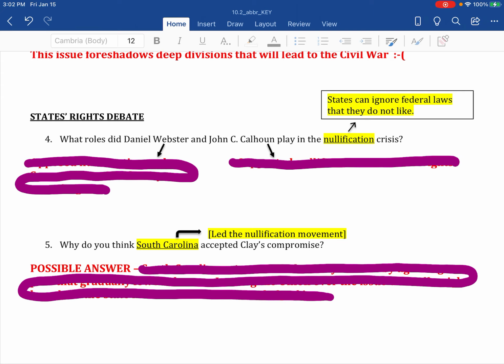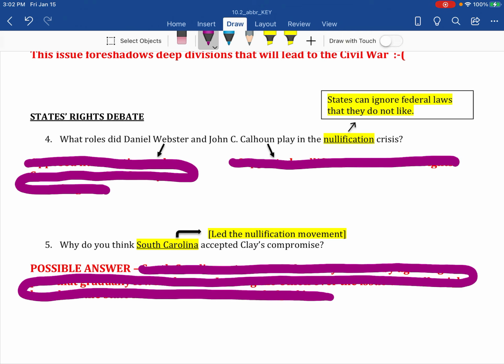Nullify means you get rid of something, right? Notice that I've added a definition for nullification here. This will be on your quiz. That's why it's highlighted, so you will want to add that. It might already be on your page. I honestly can't remember if it's on the student copy or not. If it's not there, please add it.